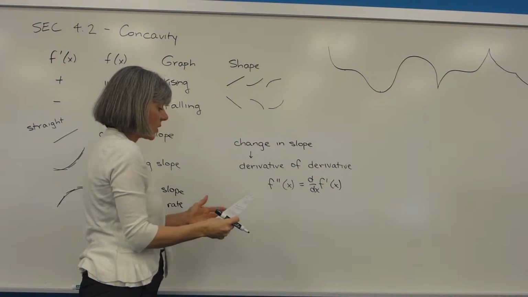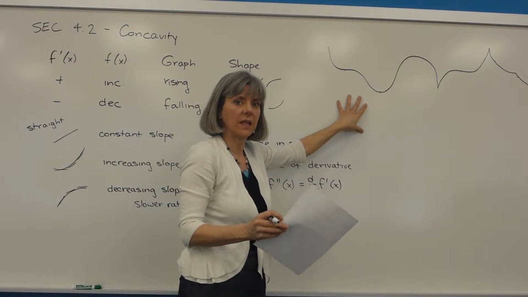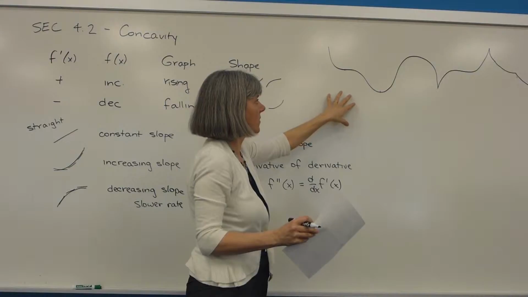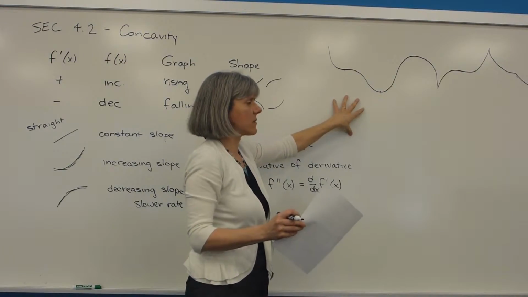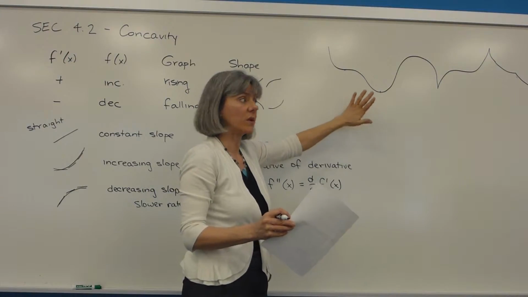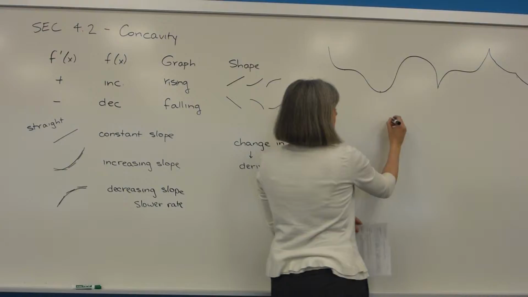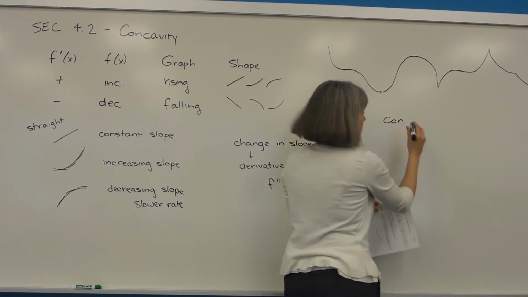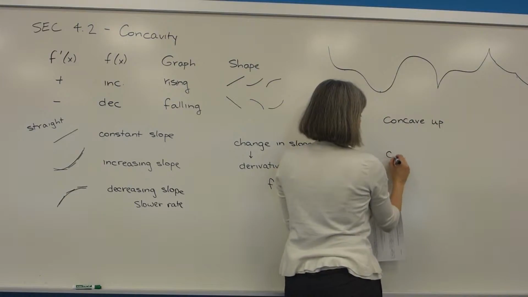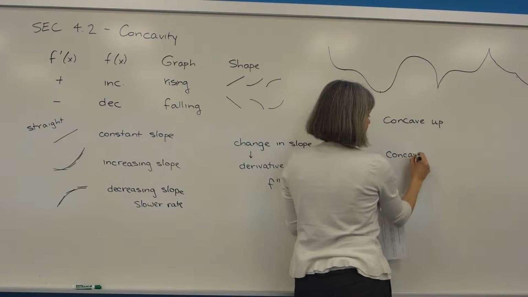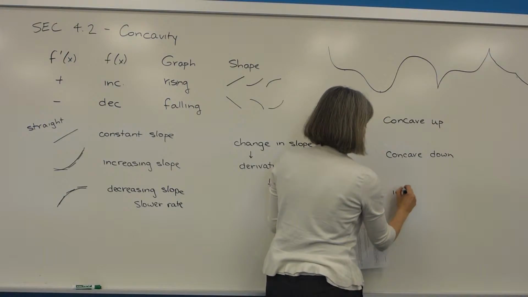Okay, so let's come over here to this graph. This is the same graph that we had in the last section 4.1 prep video. Let's define some things called concavity. We'll look at concave up, concave down, and inflection points. So this is what we need to define: concave up, concave down, and inflection point.